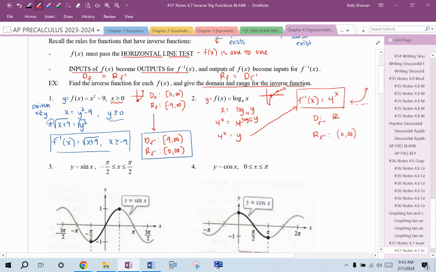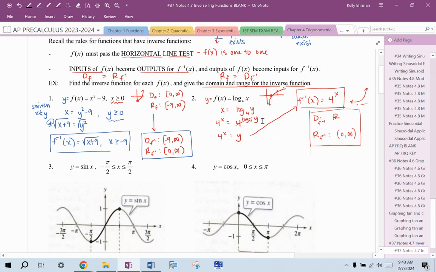But remember, you can get that from the logarithm graph too. I've got the logarithm graphed. The domain of the logarithm is 0 to infinity, so that became the range. And the range of the log graph is all reals, and that became the domain. So there are two ways that you can tackle domain and range of the inverse function.